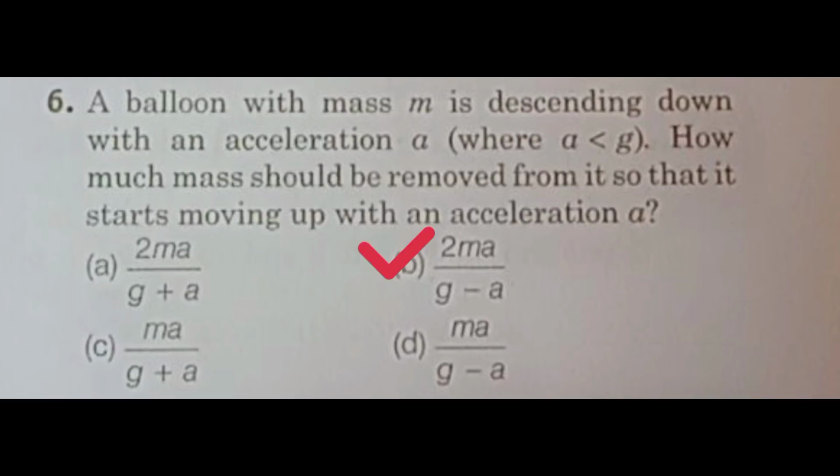The next one, a balloon with mass m is descending down with an acceleration a. How much mass should be removed from it so that it starts moving up with an acceleration a? The options are 2ma by g plus a, 2ma by g minus a, ma by g plus a, ma by g minus a. And the right one is option A, 2ma by g plus a.